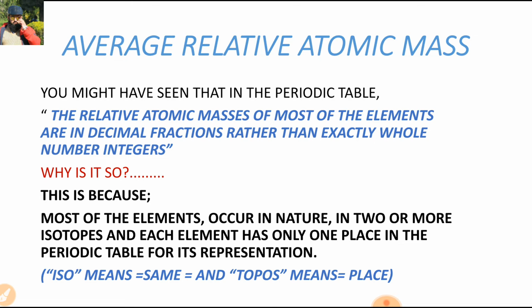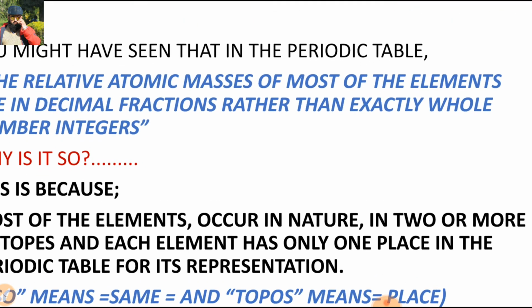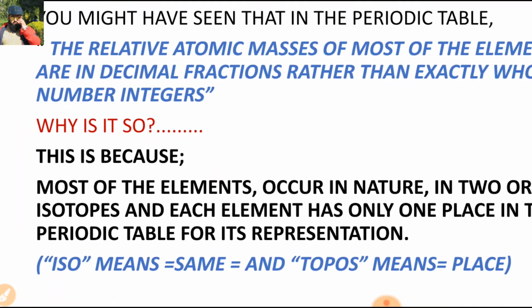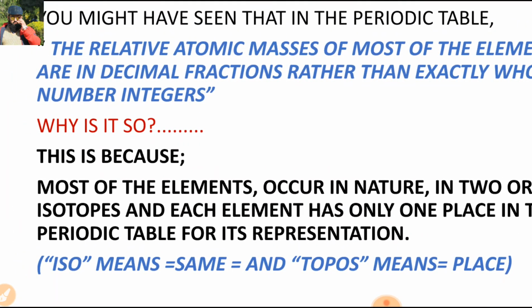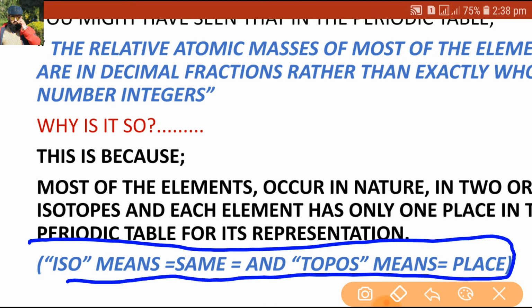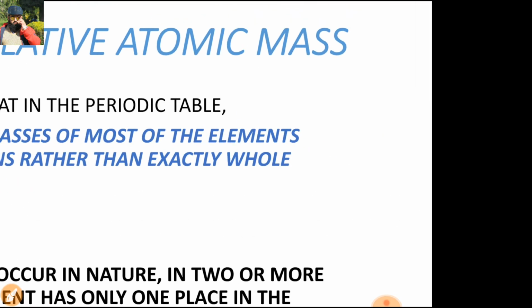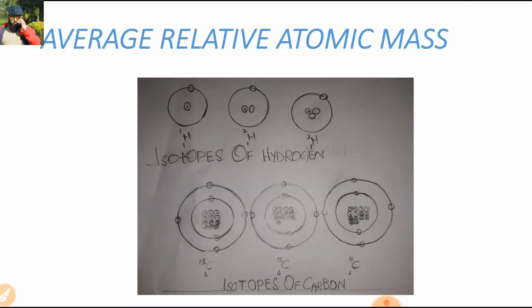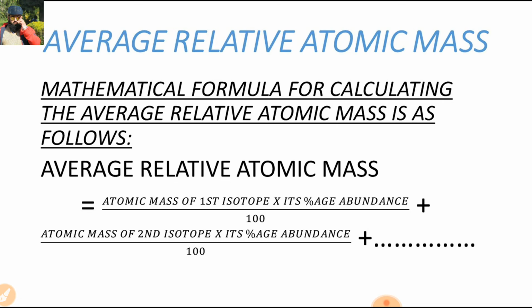And isotopes, why are they called isotopes? Iso means same and topos means place. So for all the isotopes of an element, we have a single place in the periodic table. That is why they are known as isotopes of that element. Now we have discussed the isotope types, isotopes of hydrogen, isotopes of carbon.